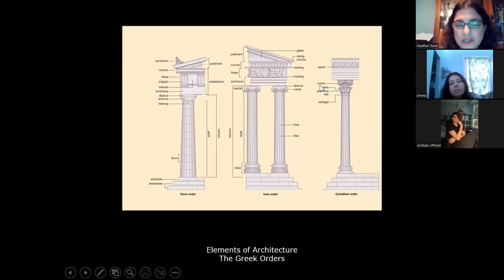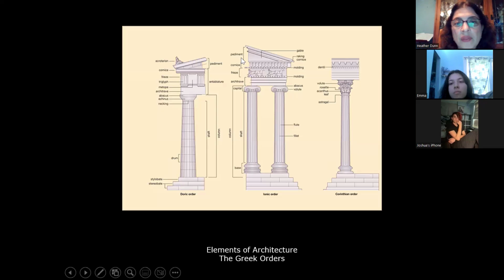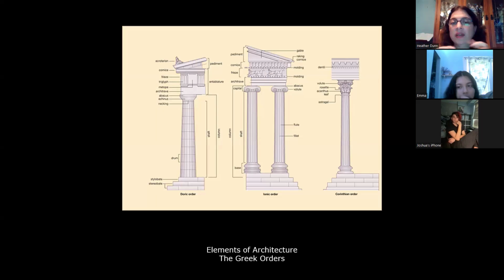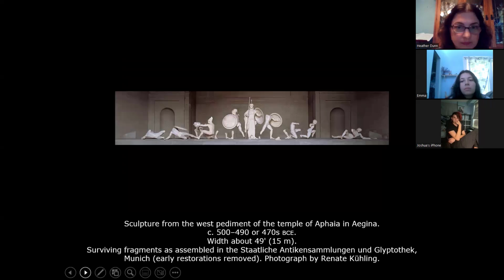So now what I want to bring your attention to is the triangular space, like this, that's made by the roof. And this is called the pediment. So you see the pediment here and the pediment here. And sometimes what would happen with the Greek temples with this pediment is they would place sculpture. So we're going to look at some of that sculpture now.